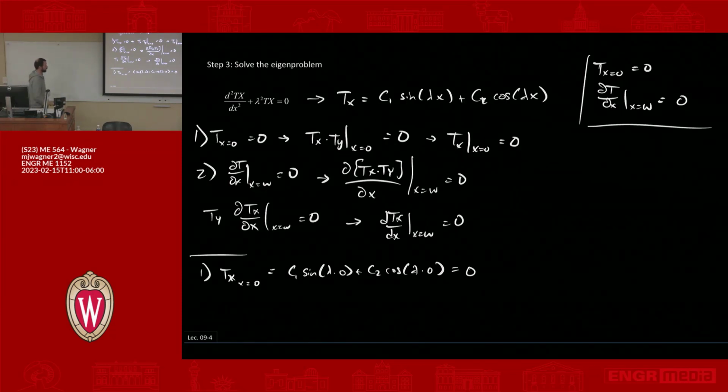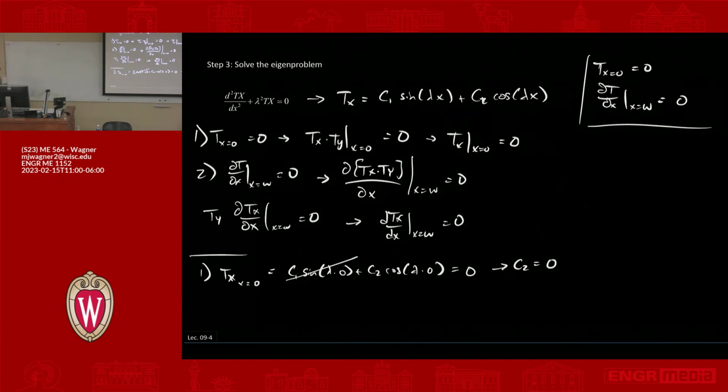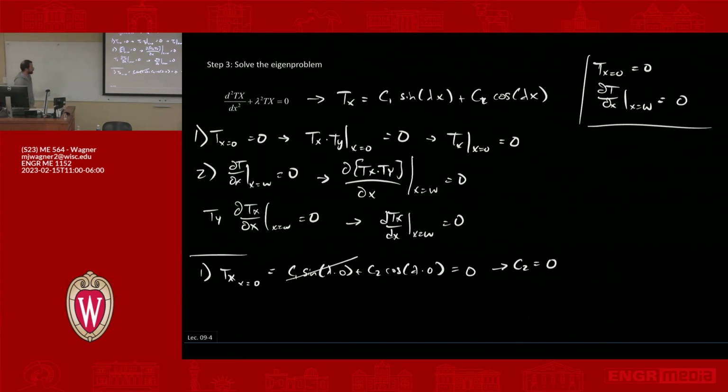So what is this saying? Well, this C1 times 0 goes away because that sine term is 0. Cosine of lambda times 0 is 1. So this is actually saying C2 is equal to 0 for this problem. Right? That makes sense? So that's our first boundary condition. Second boundary condition is going to be the differential one.